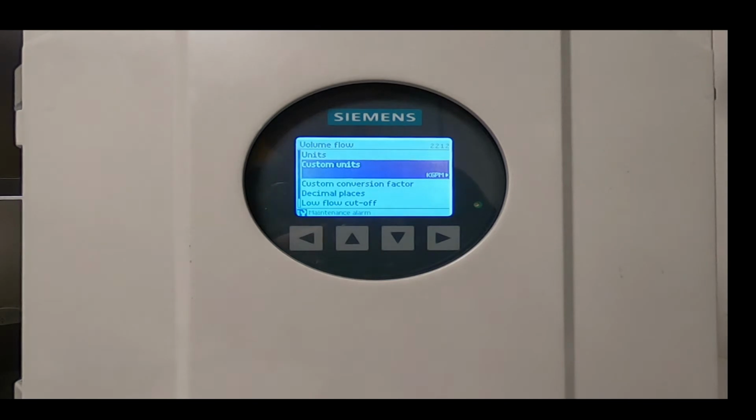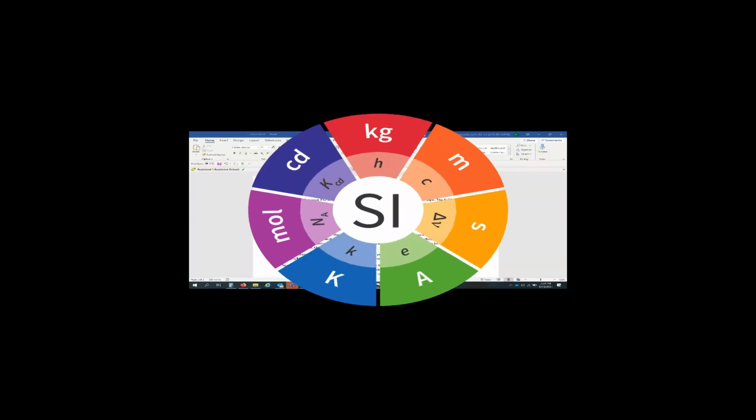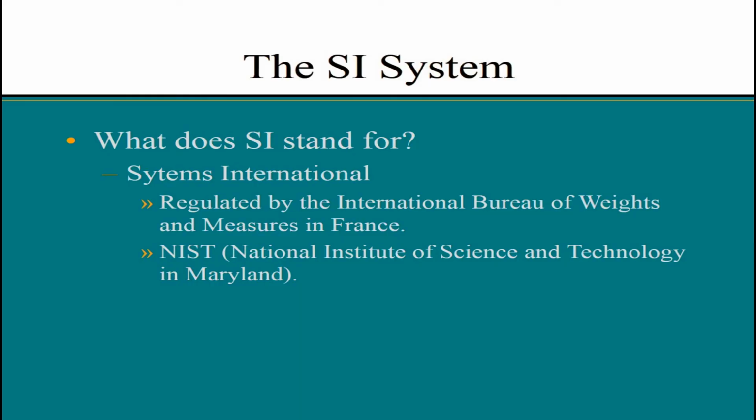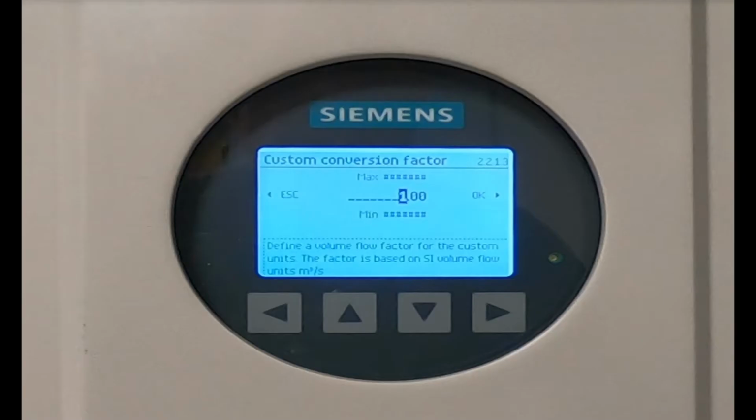The FS230 measurements are based on SI units. What's an SI unit, you ask? Well, SI stands for System International. It's an internationally recognized system of standardized measurement units. In the case of volume flow rate, the SI unit is cubic meters per second. We therefore need to create a conversion factor based on these rate units.